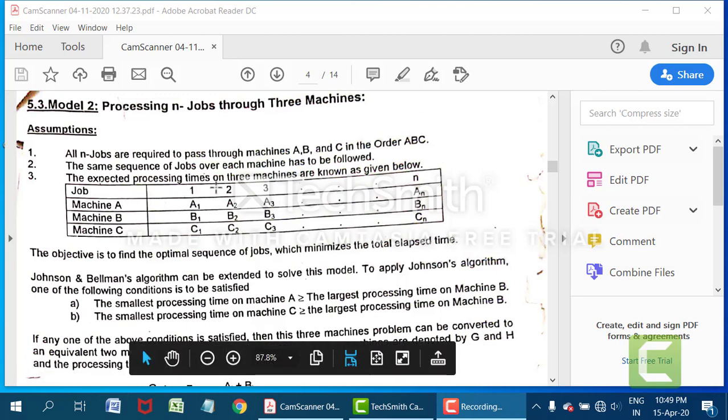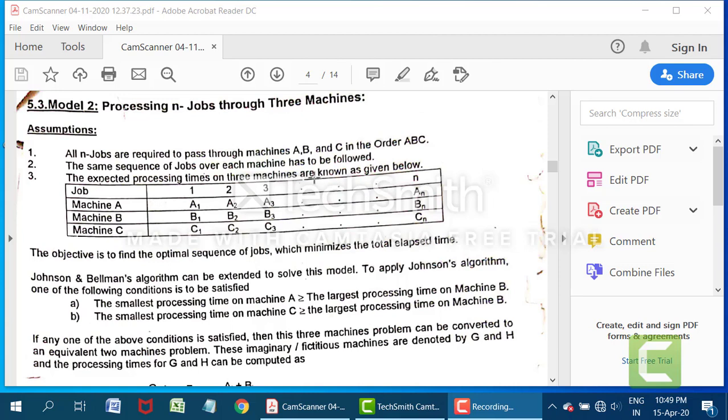When n jobs are given, n means more than two: three, four, five, six, any number of jobs may be given. And there will be three machines, machine A, machine B, machine C. All these jobs, in one particular order, must go through first machine A. After processing the operation on machine A, each and every job should go to machine B, and after completing the operation on machine B, only then will the job go to machine C. So in the order ABC only, all the jobs must be processed through the machines.